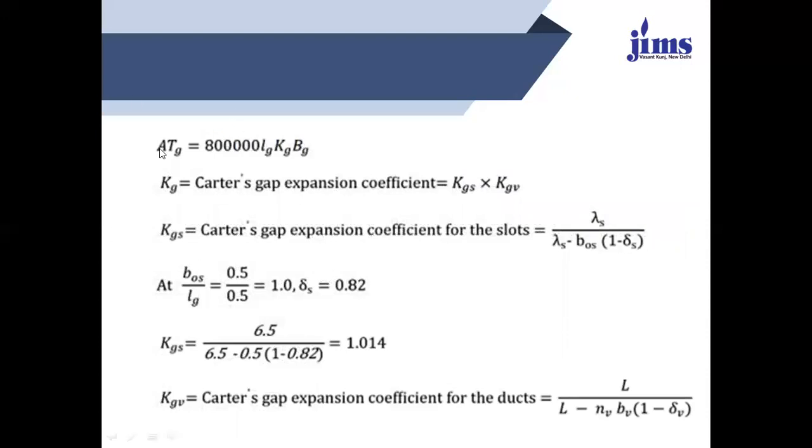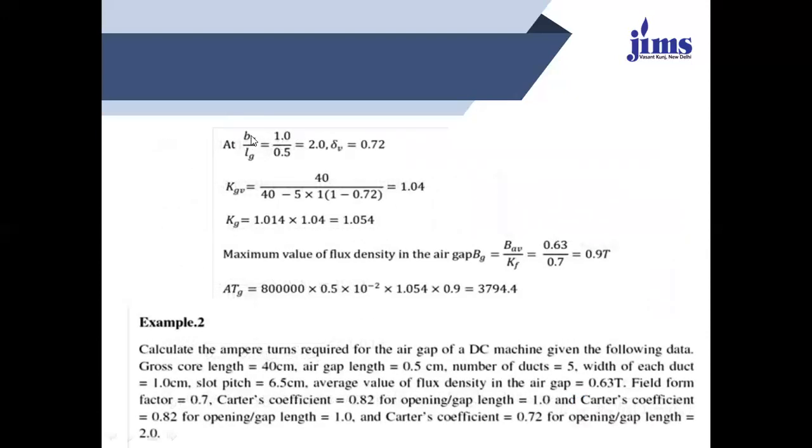Where over here ATg is given this one, Carter's parameter is given, Kg is given, Kt is given this one. So we can calculate the value of the Kg. And after applying all these parameters, we know the value of the Bv and the Lv. Delta v is this one, and so we can easily calculate the value of the Kgv. So finally we get the value of the Kg, and the maximum value of the flux density is equal to B average upon Kf. Kf we already calculated, and it will be this. So ATg will be this.